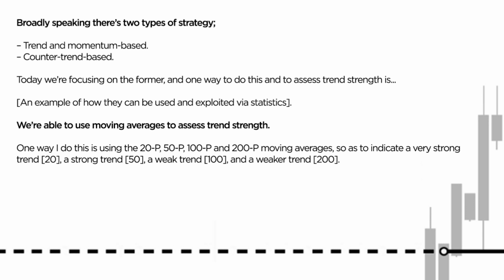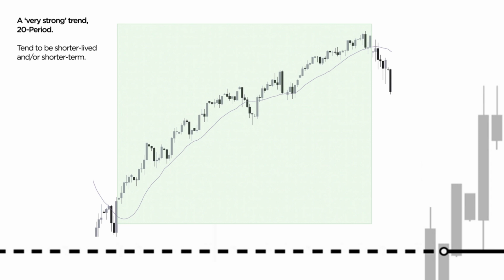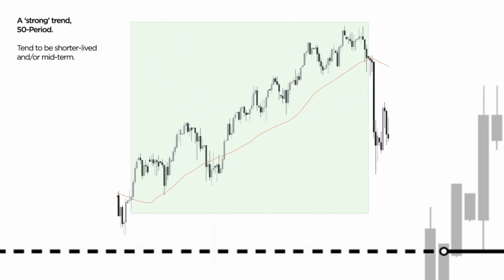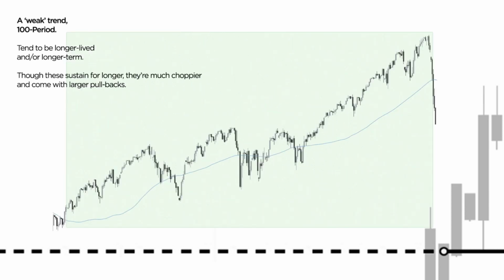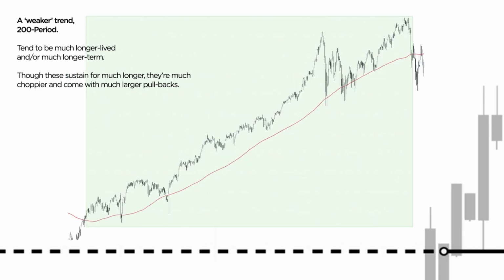And the way I do this myself is personally using a 20, a 50, a 100 and a 200 period exponential moving averages. And I break these down into 4 categories. So a very strong trend, i.e. when price is staying above the 20. A strong trend, i.e. when price is staying above the 50. A weak trend, i.e. when price is staying above the 100. And a weaker trend, i.e. when price is staying above the 200.